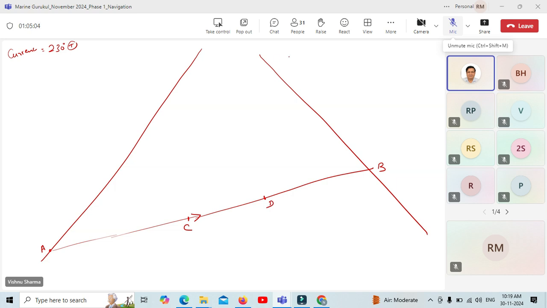I transfer through C my first PL. I transfer through D my third PL. Up to this, you will not get stuck. Now, guys, you have to plot through C. This is E. Now you have to plot your current through C. Now you tell me, if I plot 230 through C, is it going to cut the third PL transferred? Yes or no?